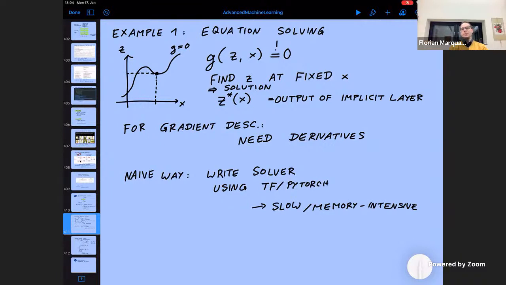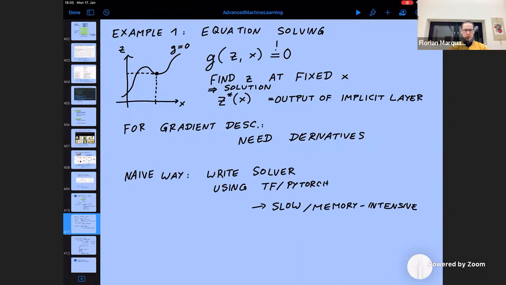There are, of course, many examples in science where solving equations is very important. Imagine this is a geometrical situation where, for example, G describes the shape of an object and you want to find where a light ray hits the object, or maybe G describes the trajectory of a particle that you have calculated, which depends on X, and Z is, say, the point in time at which this trajectory hits some target or anything like this. And in all of these cases, you want to solve equations. And wouldn't it be nice if the equation itself could be defined via a neural network? So if the function G itself could be a neural network.